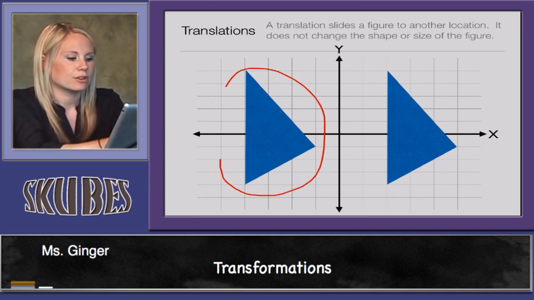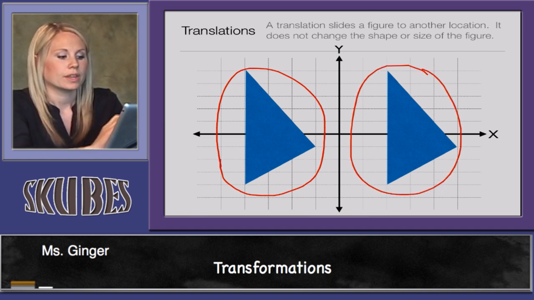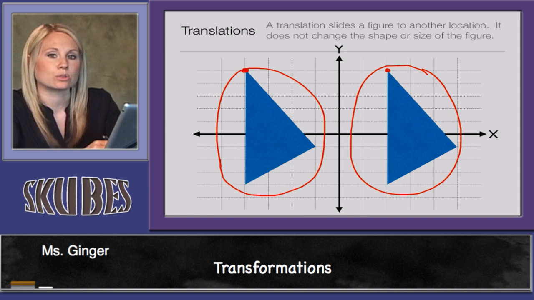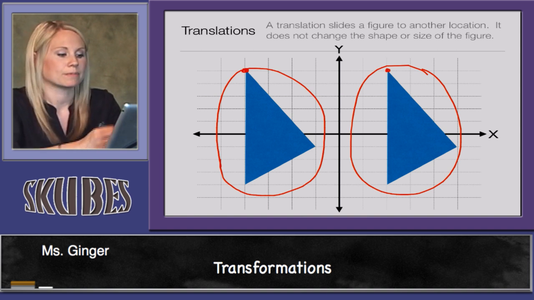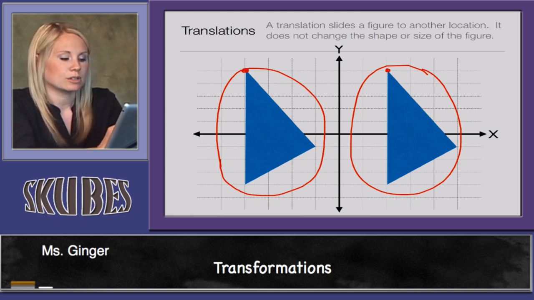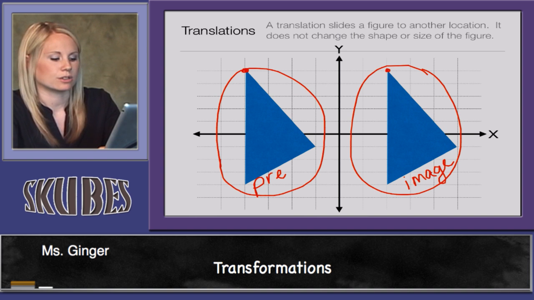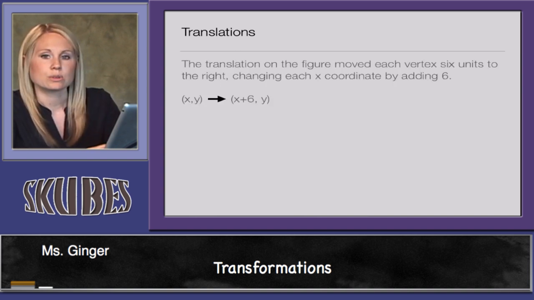If this were my first image, and then this were my final image, it looks like each of these coordinates, each of these vertices, have been moved over 6 units to the right. So we have slid our figure 6 units over to the right. And in math, a lot of times they'll call the first image the pre-image. This is the pre-image. And the final image is just the image. So from pre-image to final image, this one has moved over 6 units to the right.